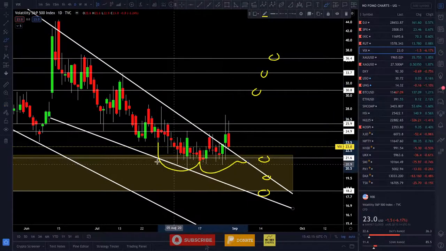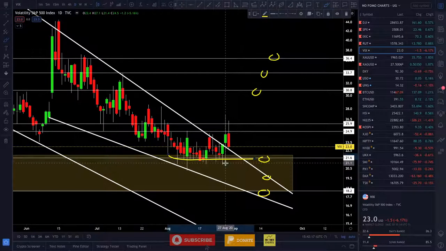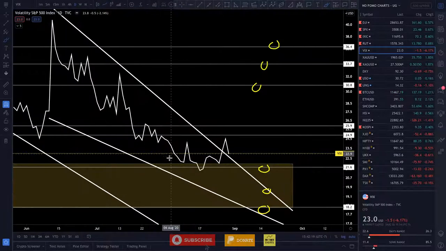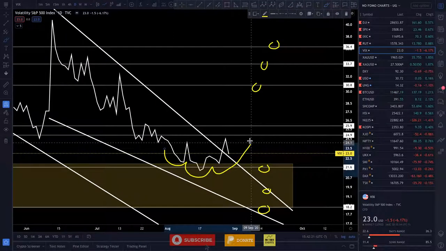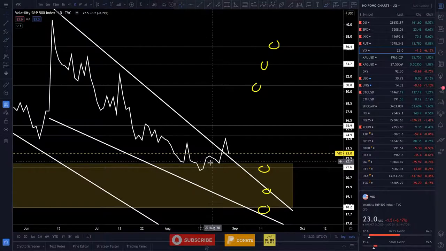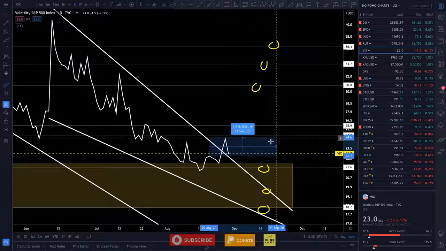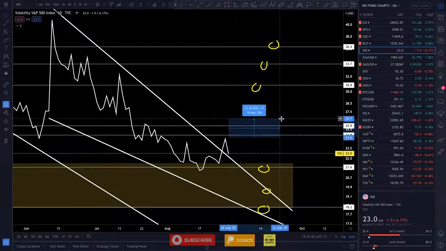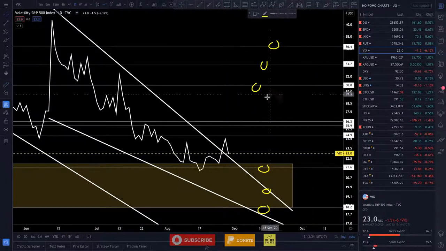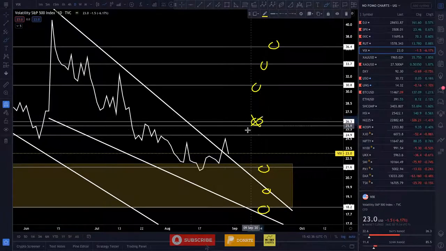Okay, yes, there is some kind of double bottom support, triple bottom support down here for the VIX, possible upside down head and shoulders, right? So if we measure that, 7%, we went 7%. So the next target, 7% up, is 26. So that's the immediate short-term target number one right there.